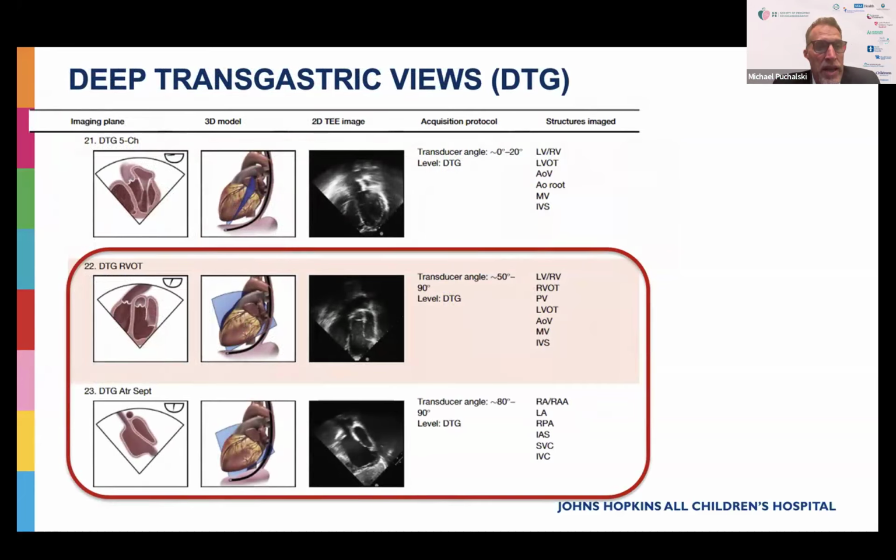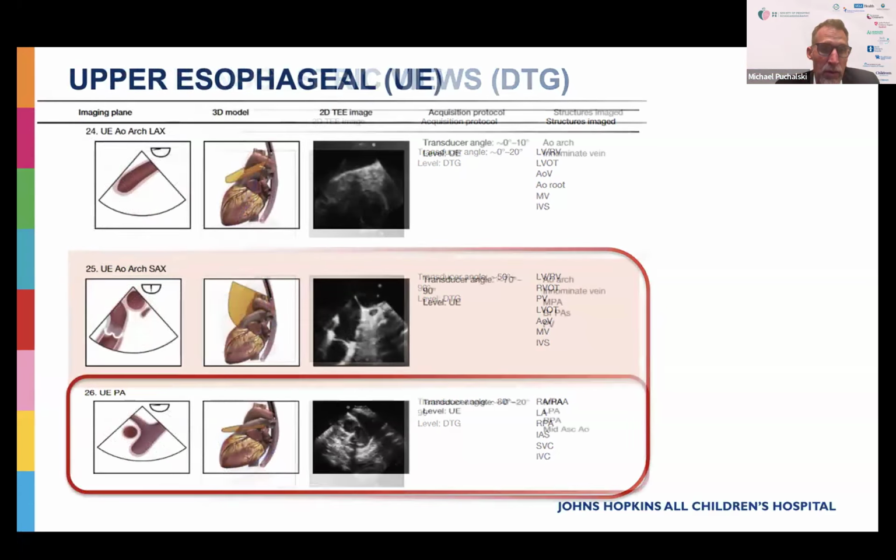In the deep transgastric imaging plane, I've grown to sort of love this view. You really get a nice alignment with the left ventricular outflow tract, and even with rotation, you can pick up the right ventricular outflow tract as well. And I think profiling ventricular septal defects as well as malalignment of the ventricular septum can be done really efficiently here in the deep transgastric view, as well as placing atrial septal device closure in the cath lab. This atrial septal view, image 23, has proven to be super helpful.